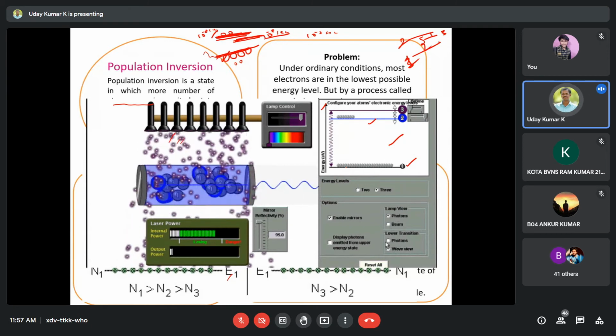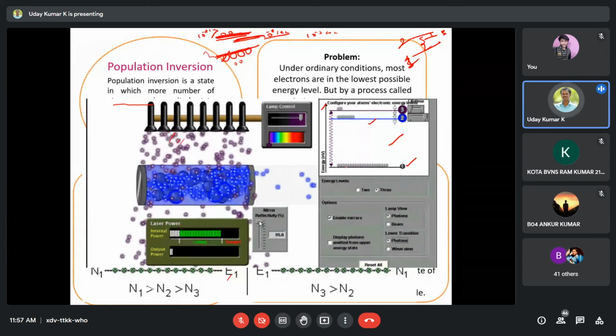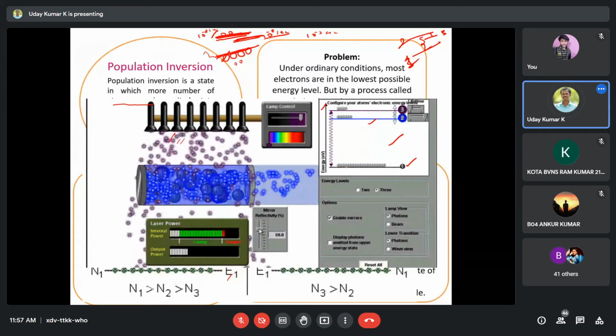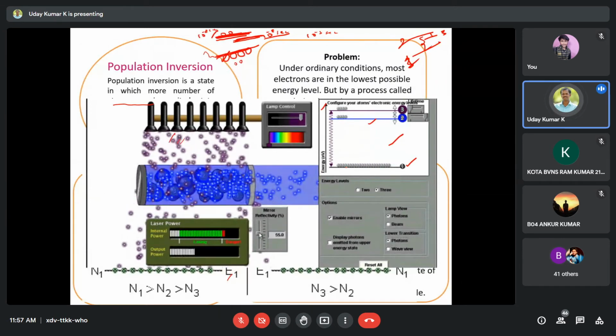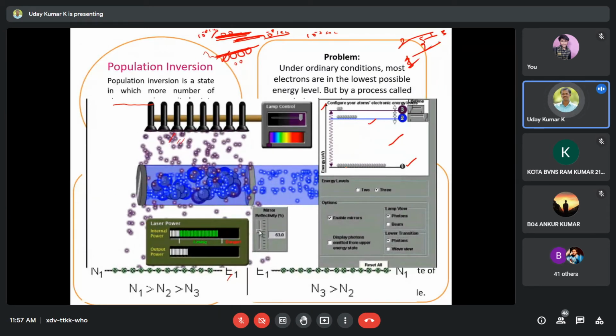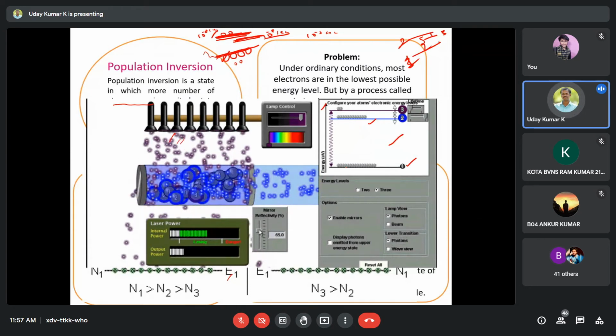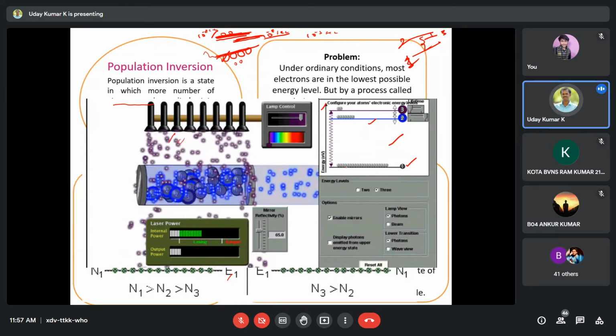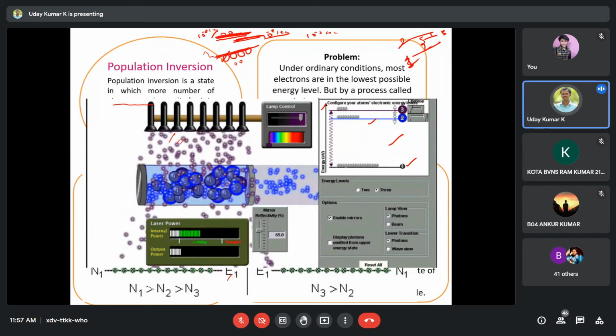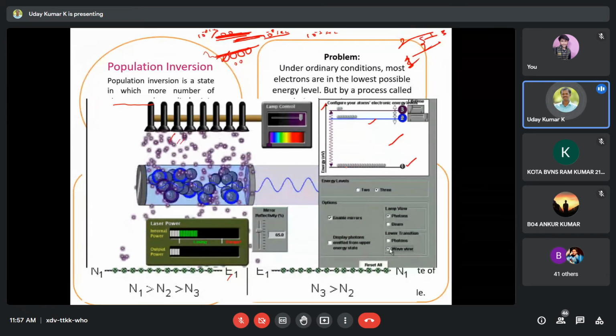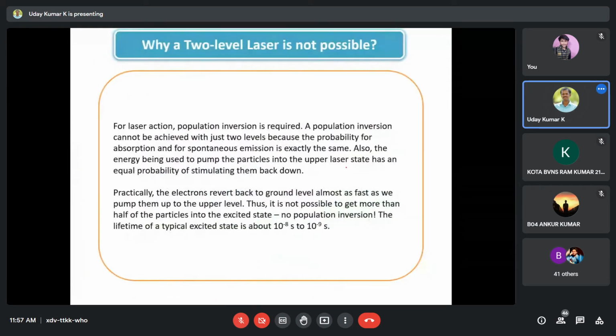And that time itself is enough for us. It all happens on the micro scale. Please remember, it all happens in a very, very small amount of time, a fraction of a second. Within that, you get all this. This is what is called population inversion.